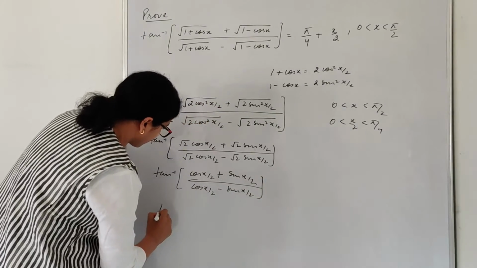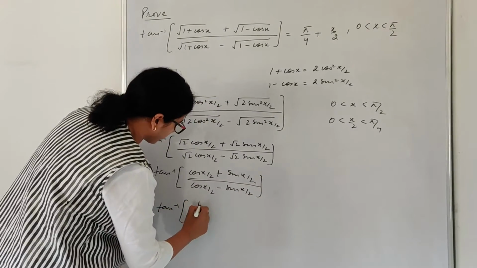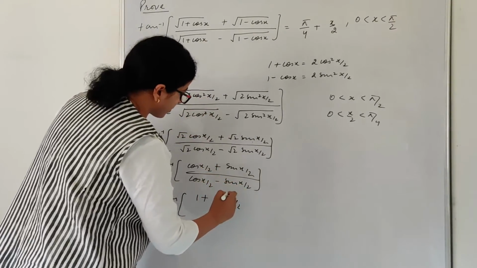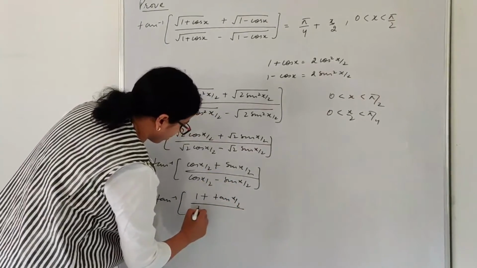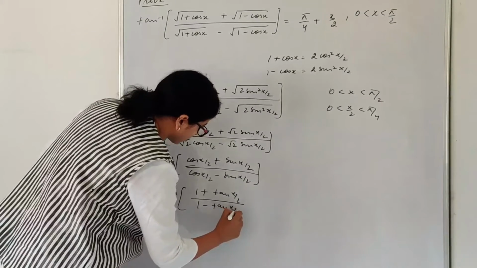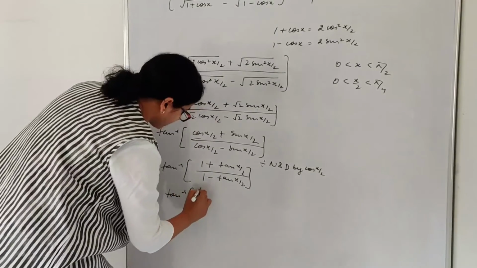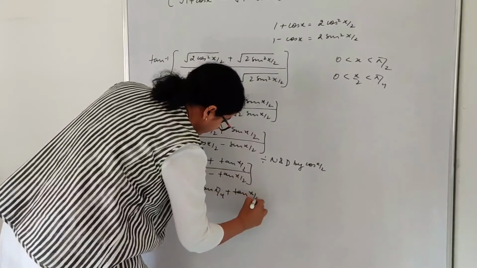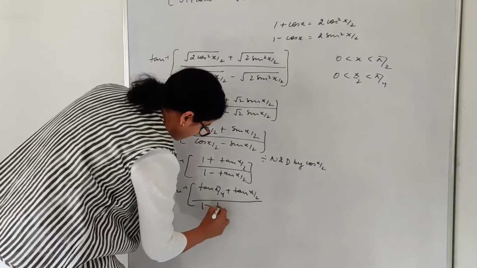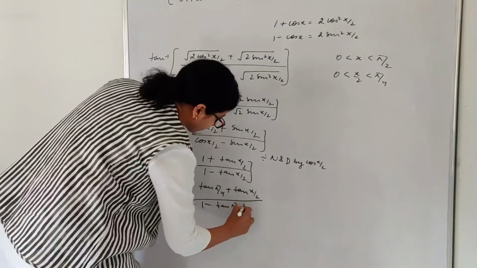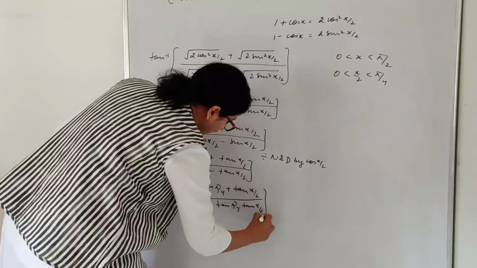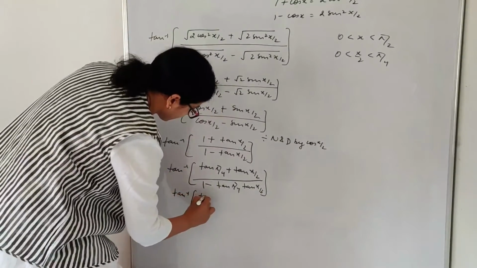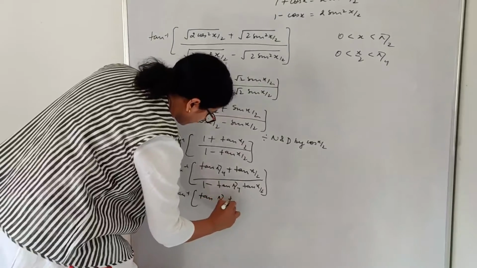Okay, so which is nothing but equal to tan inverse of 1 plus tan x by 2. So what I am doing here, I am dividing numerator and denominator by cos x by 2, upon 1 minus tan x by 2. So you can write this part as tan pi by 4 plus tan x by 2 upon 1 minus tan pi by 4 tan x by 2, right, which is equal to tan inverse tan of pi by 4 plus x by 2.